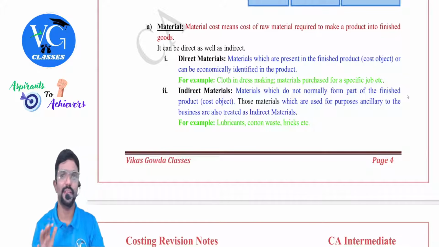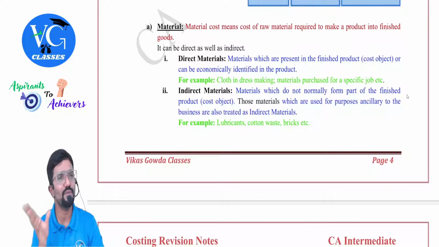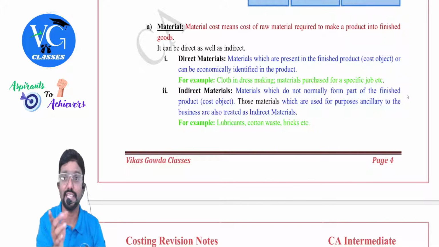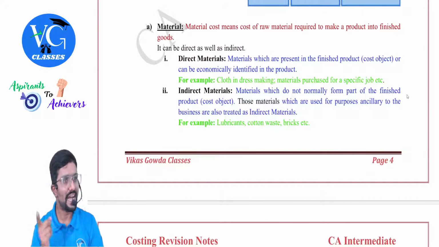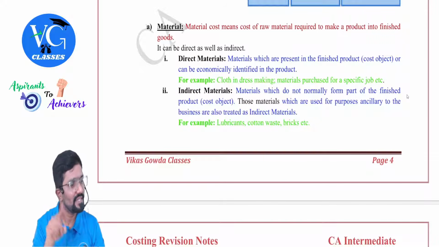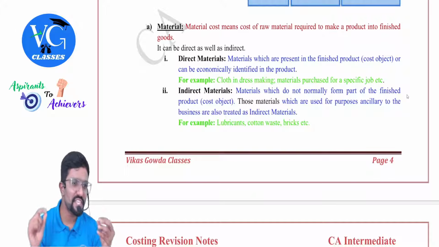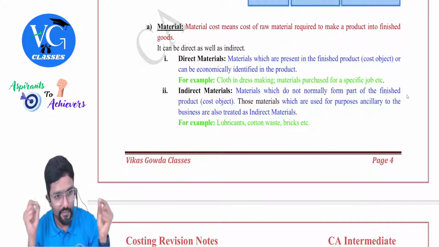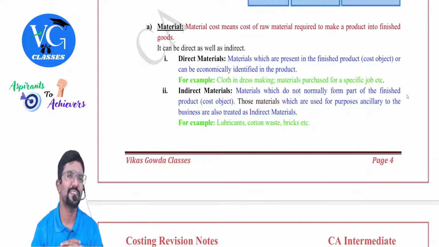Now to make this bench, what is the basic raw material? Wood. Clear? That is the direct material. Now they will also use other things like polishing, nails and all. See, are they using it in the output product? Yes. See, if I put in extra effort, I can count how many nails and all each and every table has. Sir, but is it required? No. Insignificant value.